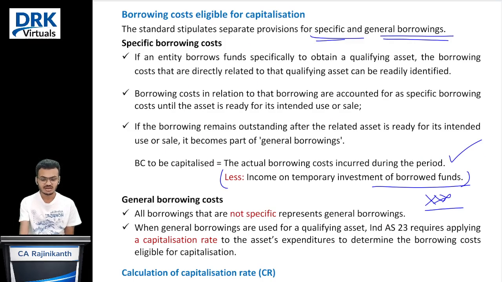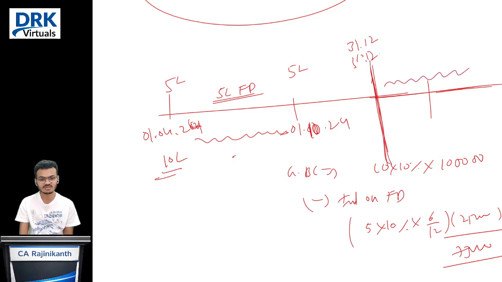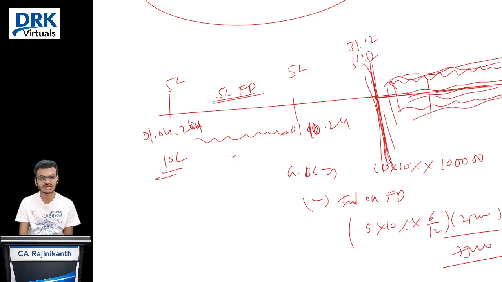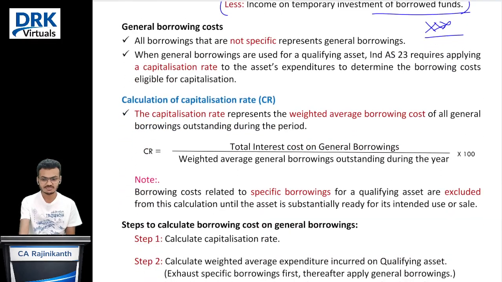Okay. And one more thing. Suppose our construction is completed on 31st December. That specific borrowing is still outstanding. It means what? After 31st December, that specific borrowing is a general borrowing, not a specific borrowing. Till 31st December, it is a specific borrowing only. We should directly capitalize. After construction, it joins the category of general borrowings. Clear? And next one, general borrowings.